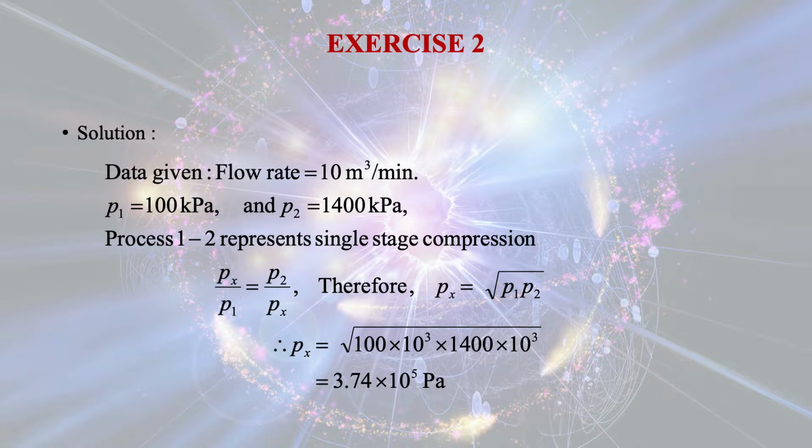But for perfect intercooling, the pressure ratio has to be the same. Px by P1 is equal to P2 by Px, and therefore Px is equal to the square root of P1 multiplied by P2. If you know P1 and P2, you can calculate Px, the intermediate pressure, which comes out to be 3.74 times 10 to the power 5 Pascal. Once you know Px, then for a single stage you can calculate the work done, and for the double stage also you can calculate the work done for this particular problem.